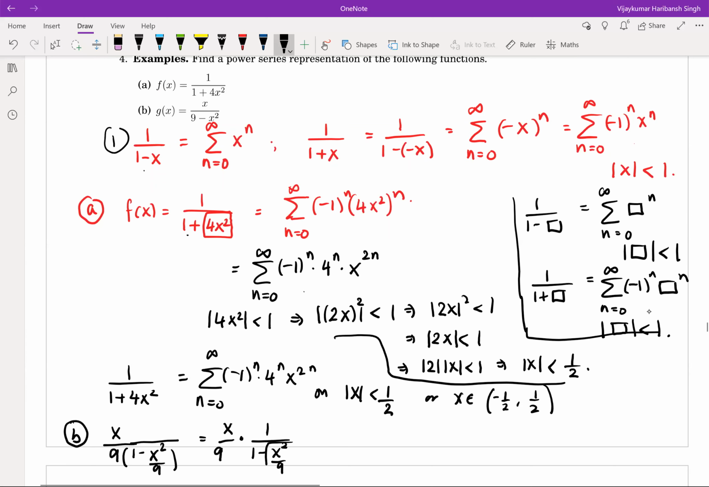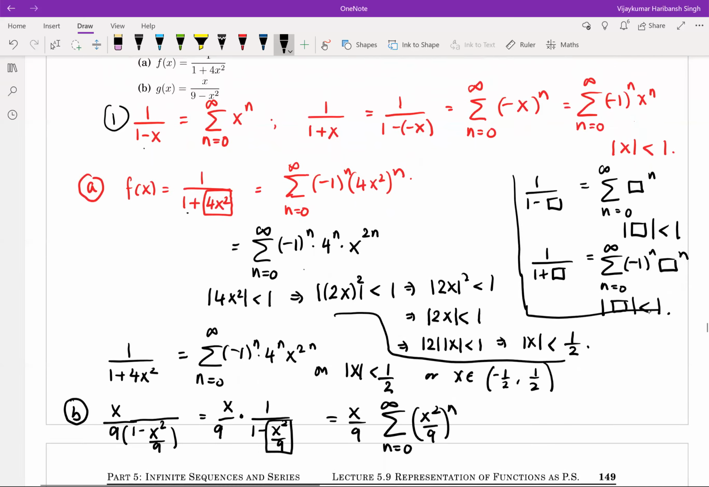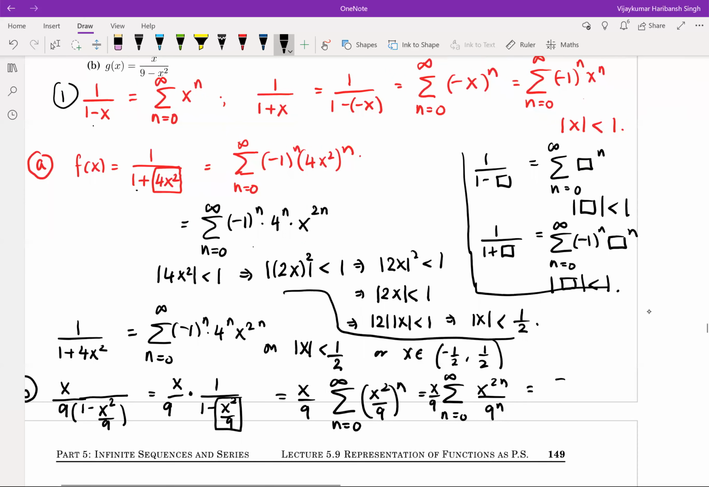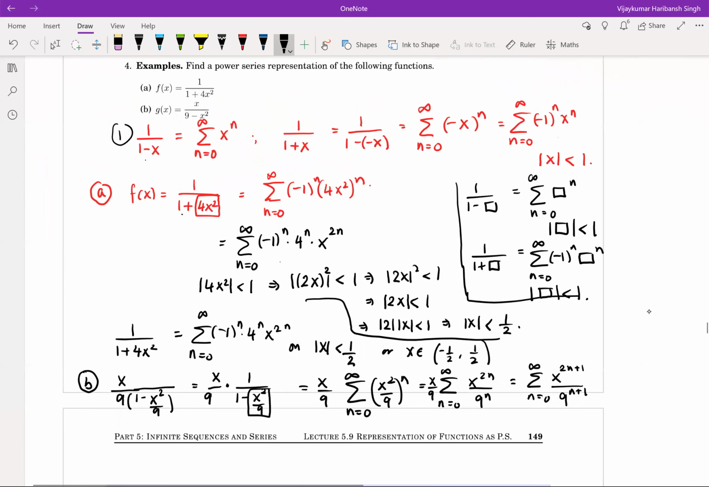So this is your box, and then you can write it as x by 9 outside, summation n equals 0 to infinity, (x^2 by 9) to the power n. And then you can simplify this to be summation n going from 0 to infinity x^(2n) divided by 9^n. And outside you have this x by 9, which will multiply inside, and you'll get summation n equals 0 to infinity x times x^(2n), the power goes up by 1, and similarly for 9 the power goes up by 1. Okay, so the power series of this guy is equal to this.